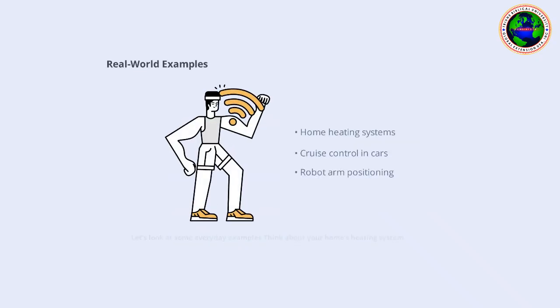Let's look at some everyday examples. Think about your home's heating system, which keeps your room at the temperature you set, or consider how your car's cruise control maintains a constant speed on the highway. Even a robot arm in a factory uses a control system to move precisely to the right position. These examples show how control systems are woven into the fabric of modern life, quietly working behind the scenes.